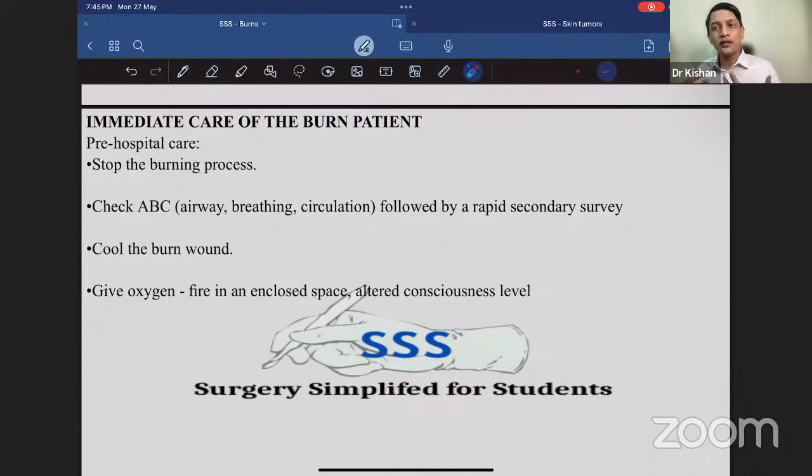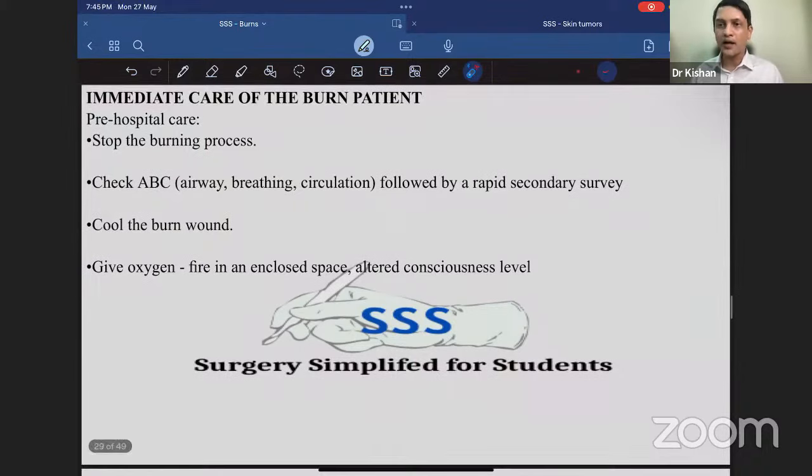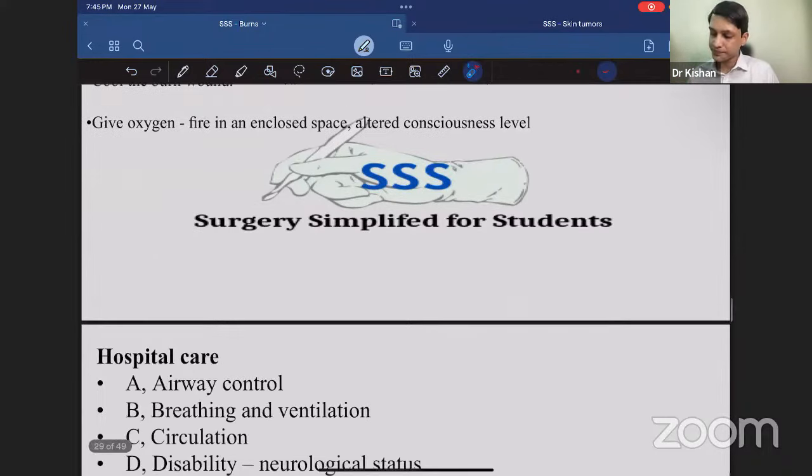So that will give a lot of comfort. Whatever burning sensation and pain is there will go away with that. Okay, so that's very important even before starting any other treatments. And if he is having inhalation injury, if he has sustained burns in a closed space, you can give supplemental oxygen also. If you think he has altered consciousness because of CO2 narcosis.